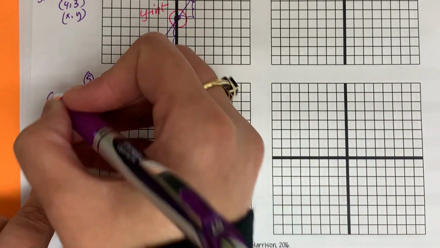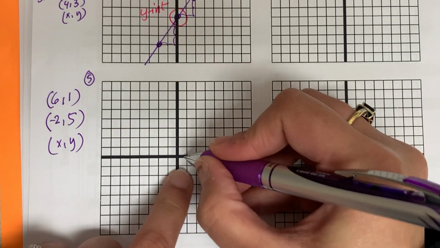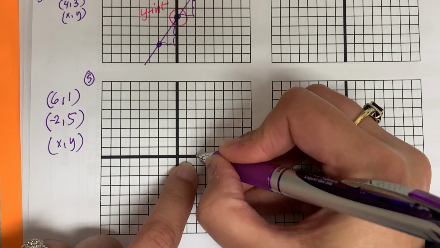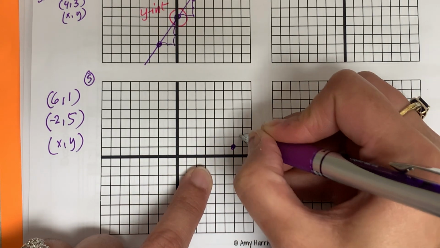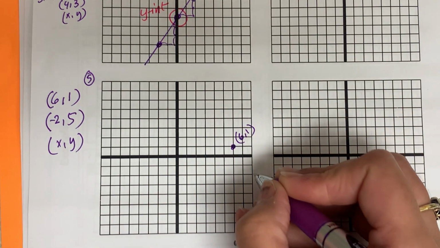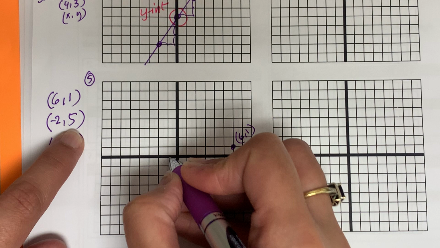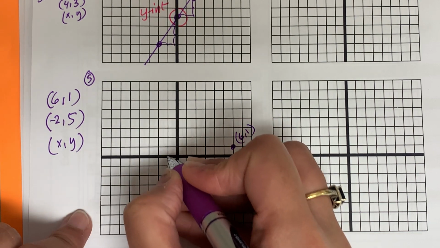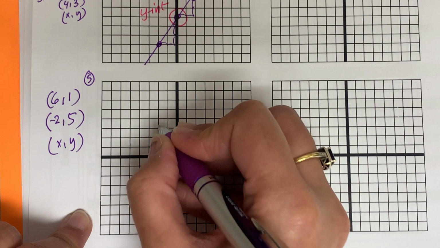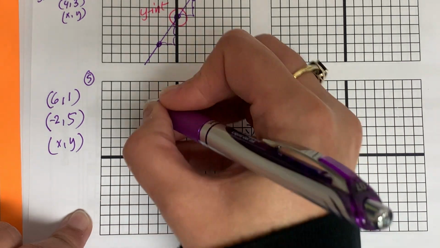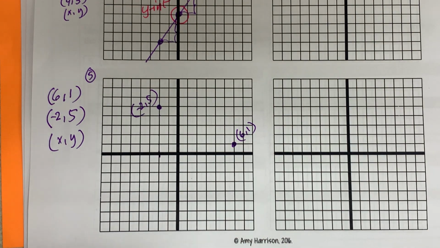6, 1, this is x, y. So 6, 1, 0. 1, 2, 3, 4, 5, 6, and 1. This point is over here. This is your 6, 1. And the other point is -2 on the x and 5 on the y. So -2 should be behind. 0, 1, -2 is here. And then 5 should be up. 1, 2, 3, 4, 5. It's over here. So -2, 5 is here. I have 2 points, and that's all I needed.